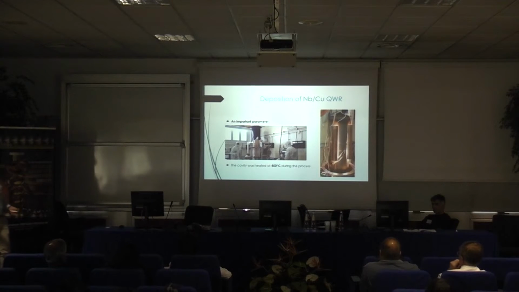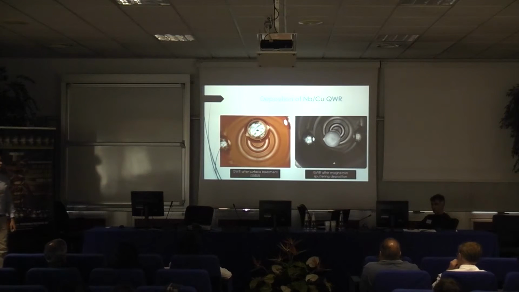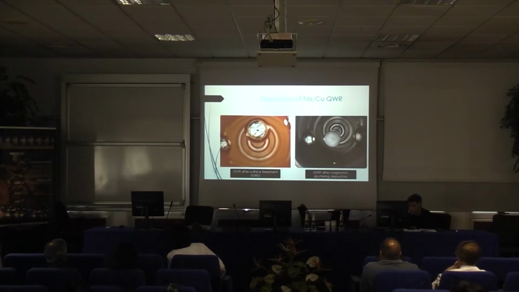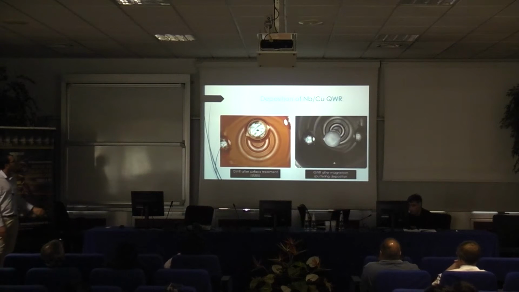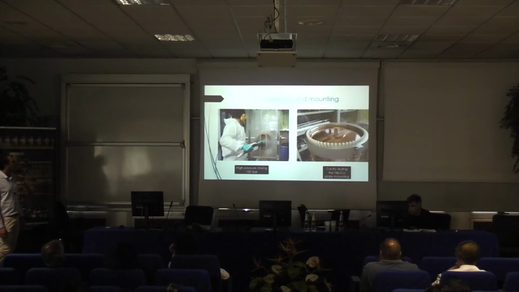So we added to this process an important parameter that was the heating of the cavity during the process, which was 450 Celsius. So that's the cavity, the quarter wave resonator, before the coating, after the surface treatment performed at CERN, the chemical etching. And on the right side you can see the deposited cavity. This is our first quarter wave resonator.